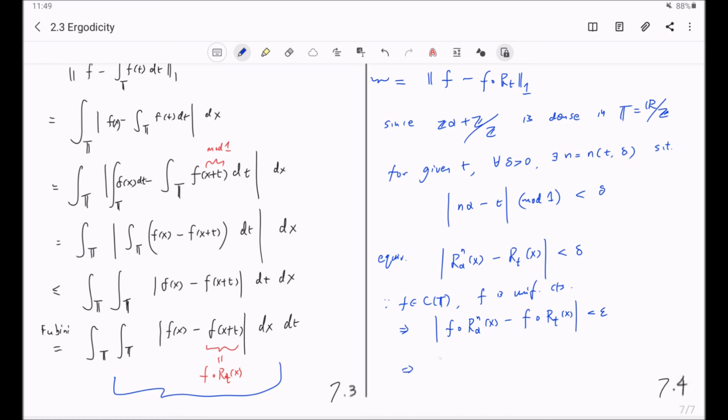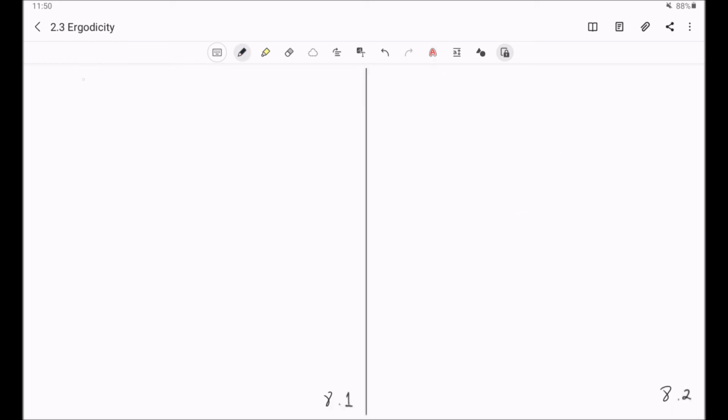And this further tells you that the L1 norm of those two functions can be bounded also by epsilon. Okay, now we are very close to our goal of bounding this L1 norm. What we do here is consider the L1 norm of the difference of those two and bound it above using the triangular inequality by those two.